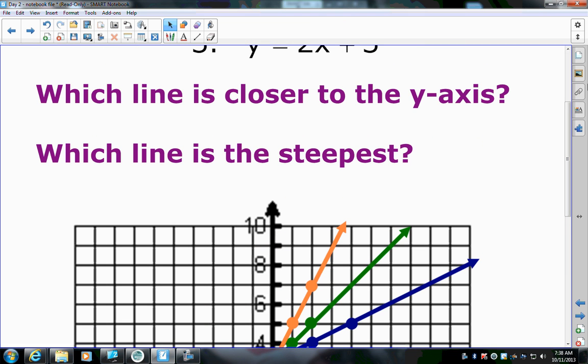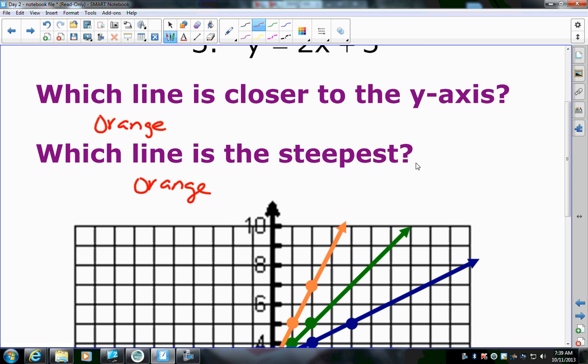All right, so on your paper, you want to make sure you write down in your notes which line is closer to the y-axis, and that would be the orange or the red, whatever color you did. That's the one that is the steepest. So in your notes to yourself, make sure that the steeper the line, the closer it is to being the y-axis. See, the y-axis is a vertical line. It goes straight up and down. So the closer it is to a vertical line, the steeper the line is, the larger the slope.